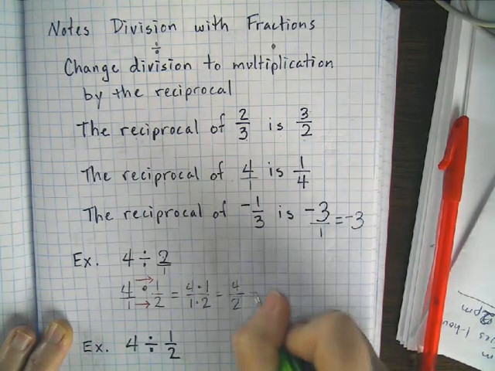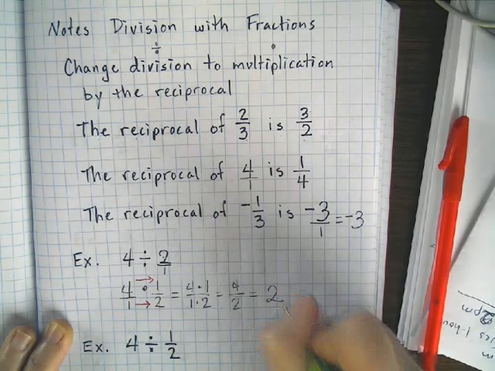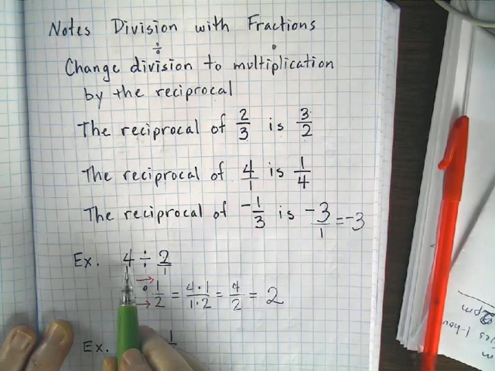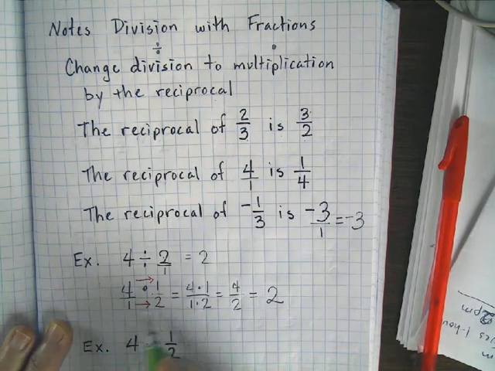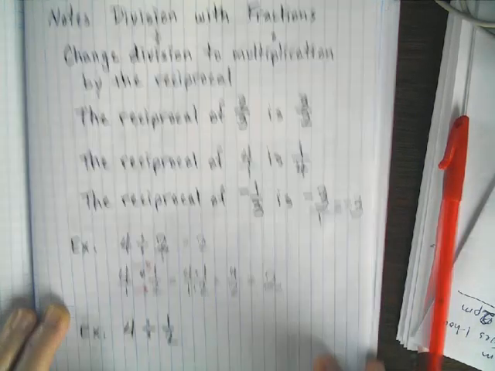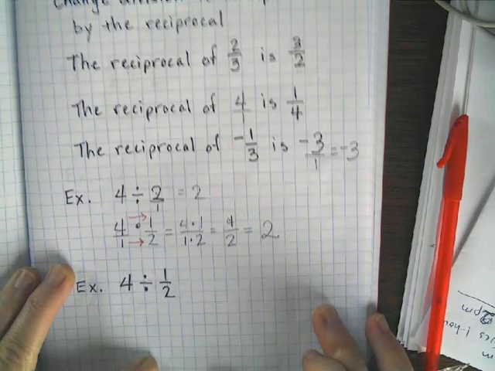What's 4 divided by 2? 2. And we knew that, right? 4 divided by 2, we already knew that. That's equal to 2. But here's showing it, doing it with a fraction. All right, next one. 4 divided by 1/2.